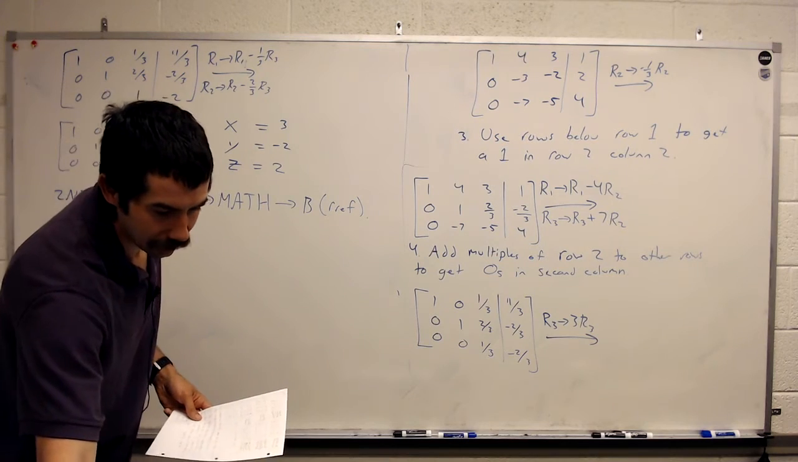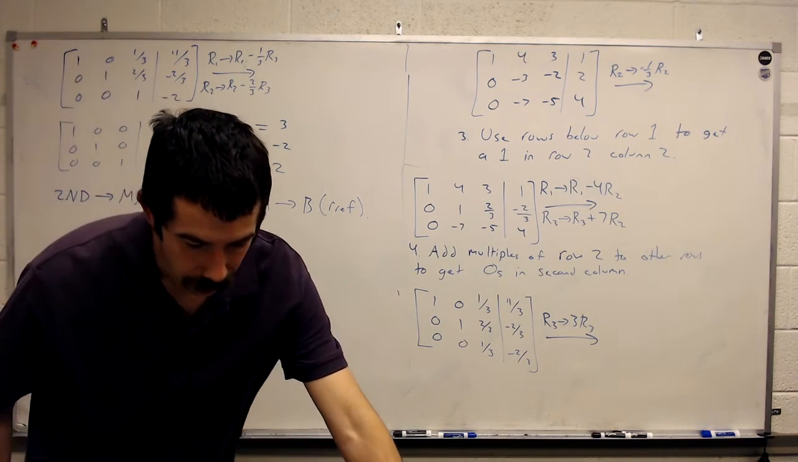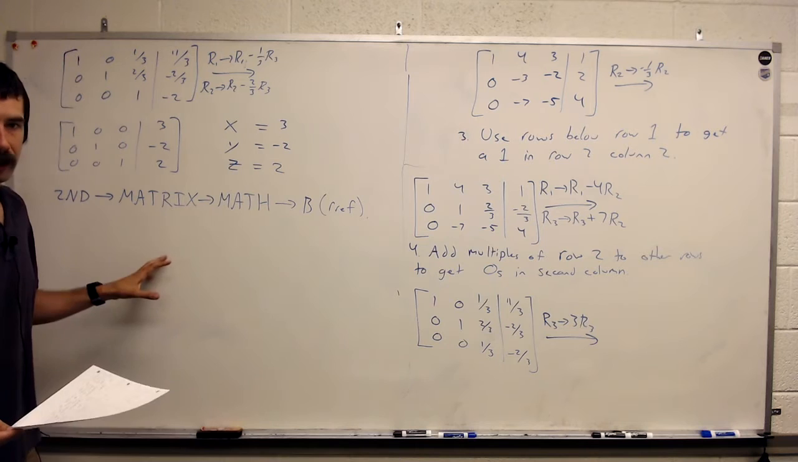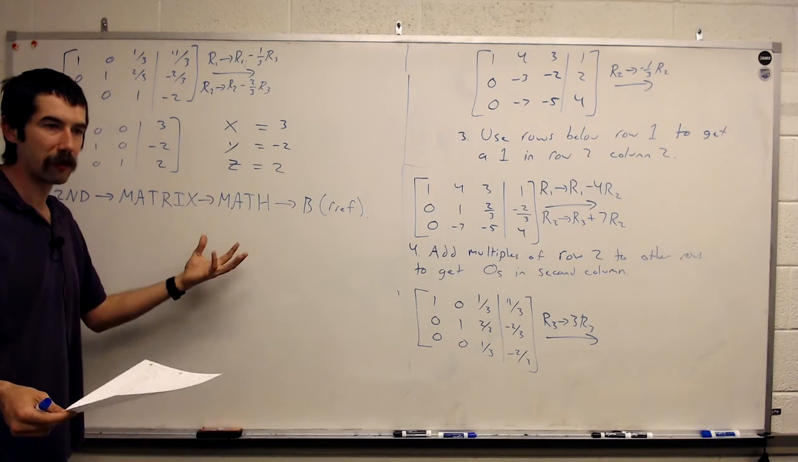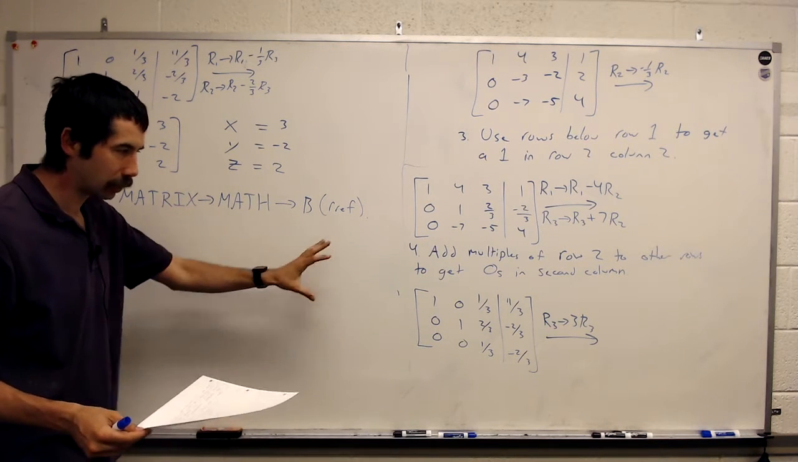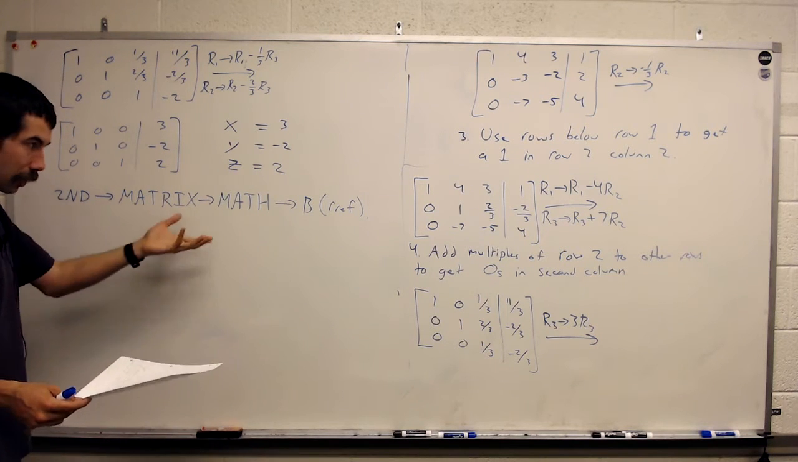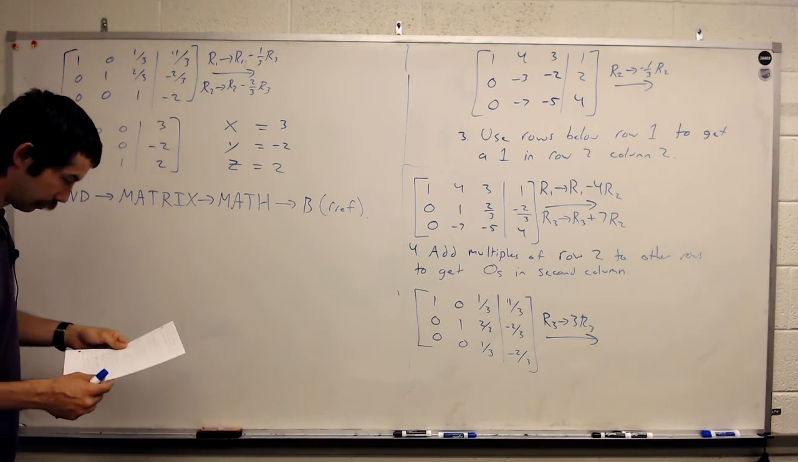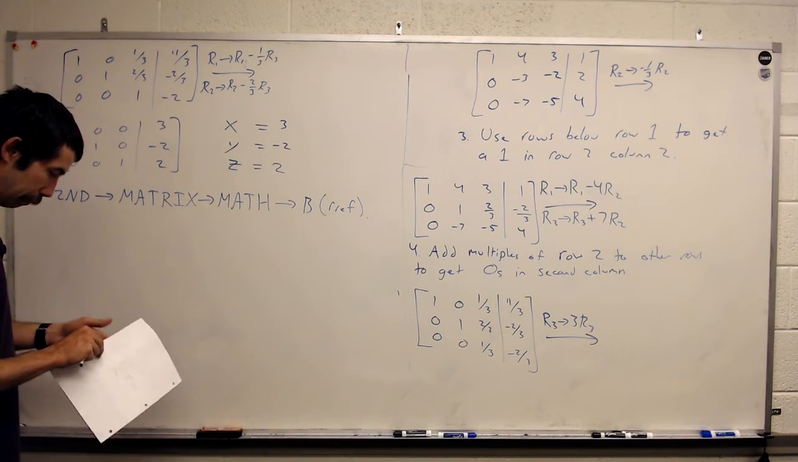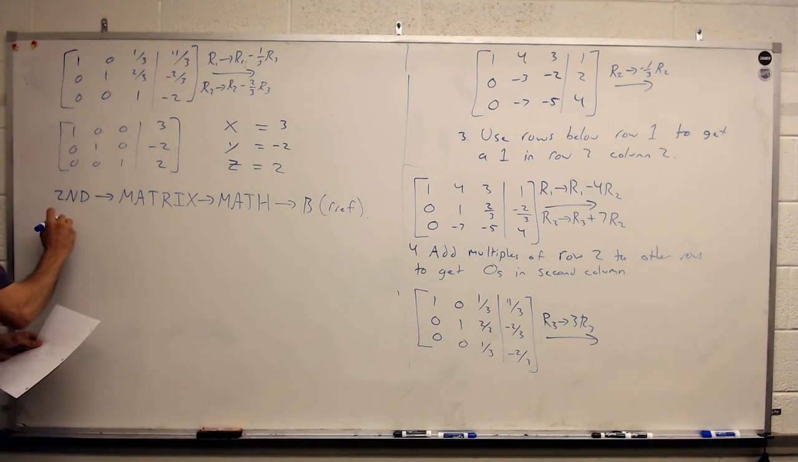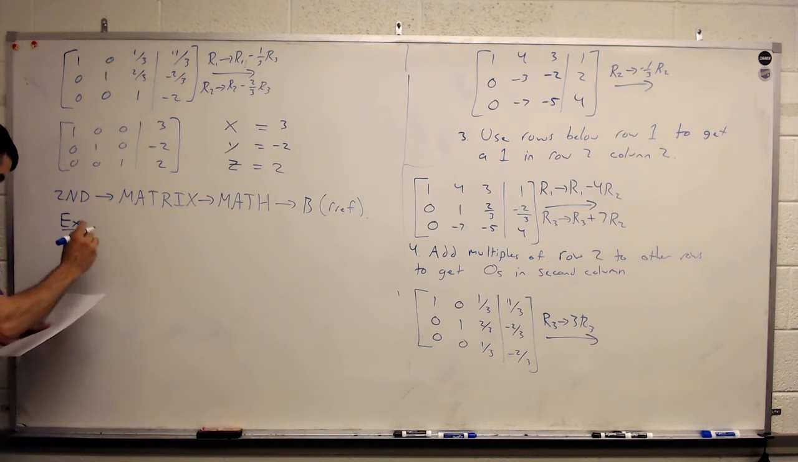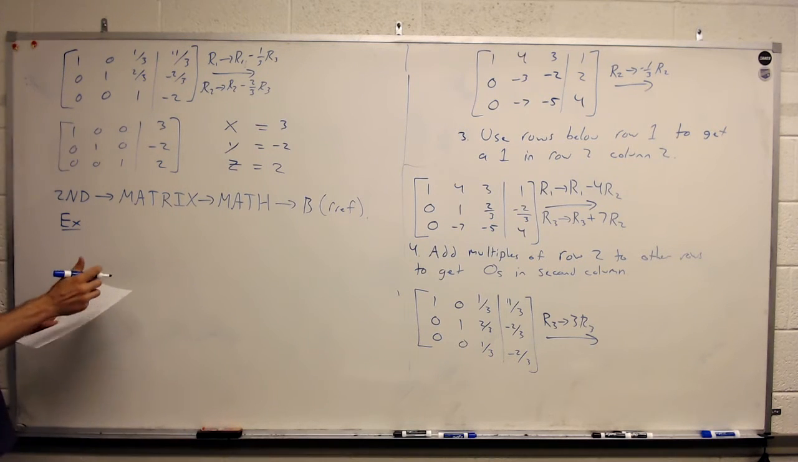OK, let's take a look at an example. And I'm not going to go through and do all the row reduction. So I'm going to write out maybe a system of equations, and then I'm going to just write down what the final step would be, because we're going to say that we did it with a calculator. All right, so suppose we have the following system.